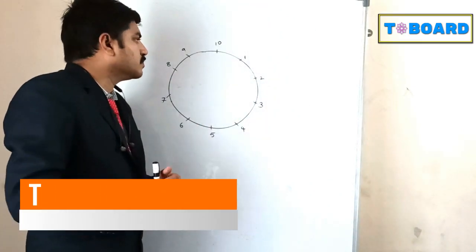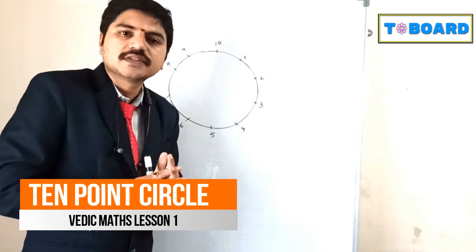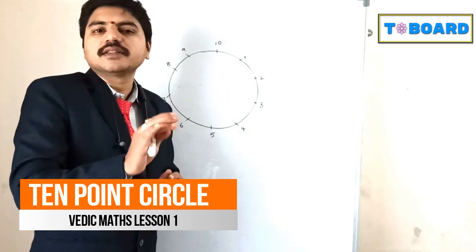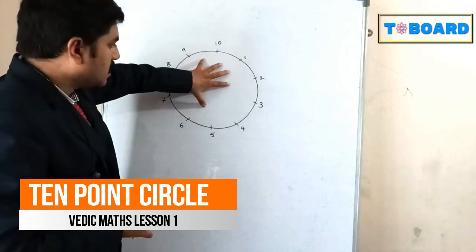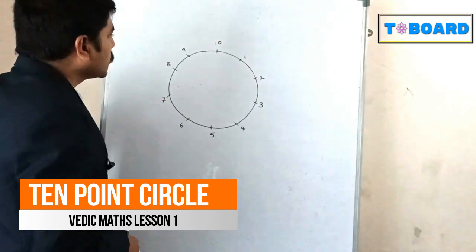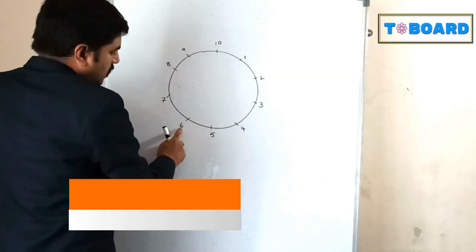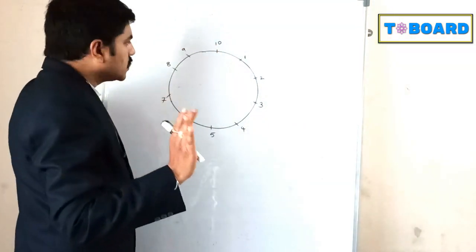10-point circle is there. So 10-point circle means, in addition, we have a small trick, so it is easy to identify or easy to add the numbers. In this 10-point circle, just observe once. In this circle, you see 1, 2, 3, 4, 5, 6, 7, 8, 9, 10. Right, so the 10 values are there.